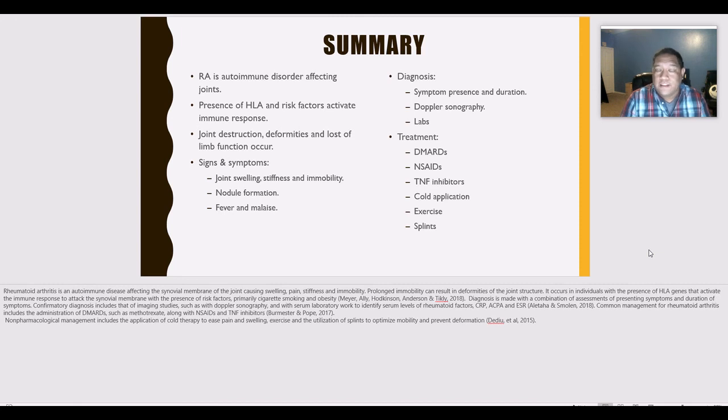Ways to diagnose: you have to identify these symptoms. A provider may use Doppler sonography, identifying the damage in the synovial membrane, and serum lab work, identifying the specific serum laboratory data that shows increases when RA is present, which is important in diagnosing. Once we do have a diagnosis, treatment with anti-inflammatory drugs that inhibit and reduce the inflammatory response by the immune system is important in reducing RA's effects. And using cold applications, exercise, and splints all helps the problems of joint pain, deformation, and immobility when the disease progresses.